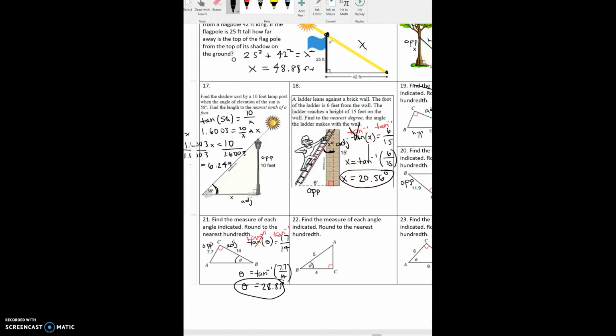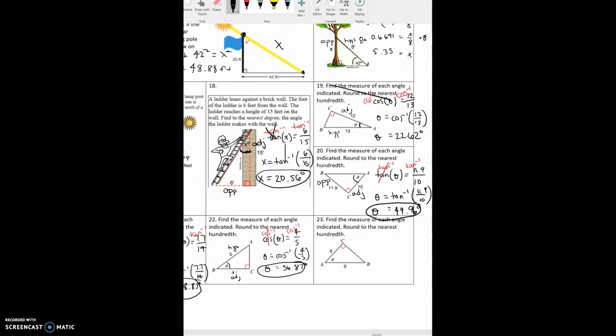Here is my angle. We are given the hypotenuse and adjacent, so we're going to be using cosine of theta. Cosine of theta is equal to 4 divided by 5. Inverse cosine both sides, these cancel out. Theta is equal to the inverse cosine of 4 divided by 5. Therefore, theta, when you plug it in your calculator, equals 36.87 degrees.